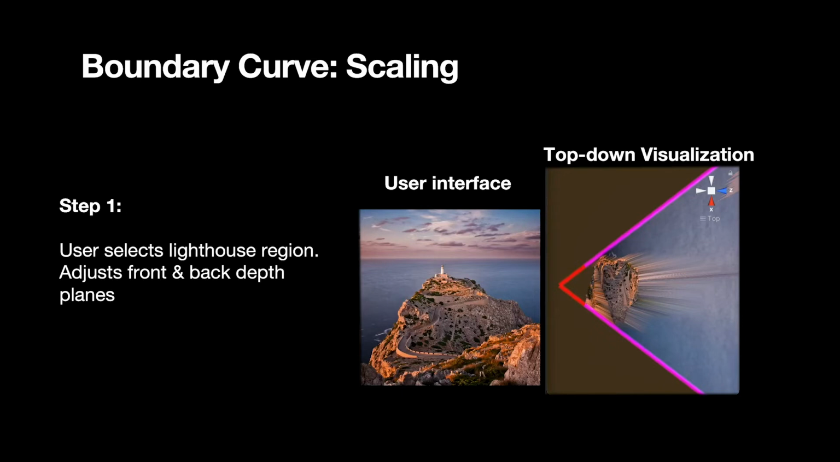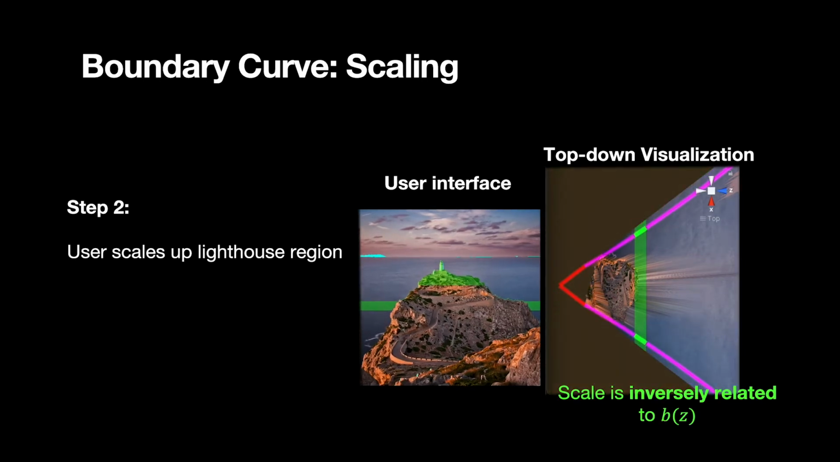Here's the lighthouse example again. The user only sees the image on the left. Note that the boundary curve is a parameterization that is only used by the system and is not exposed to the user. The right shows a top-down view of the scene and is for visualization purposes only. First, the user selects the lighthouse by clicking on it and adjusting the front and back depth planes. On the right, you can see that ZoomShop creates a new BFZ segment for the lighthouse region.